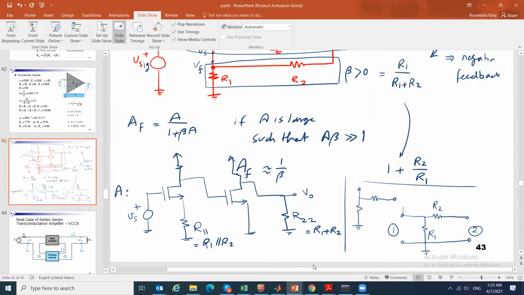Now for this amplifier, if A is very large, then I will end up with 1 over beta, which ends up being 1 plus R2 over R1. And if A is very large, since the full feedback amplifier will have gain A over 1 plus A beta. Okay, thank you.